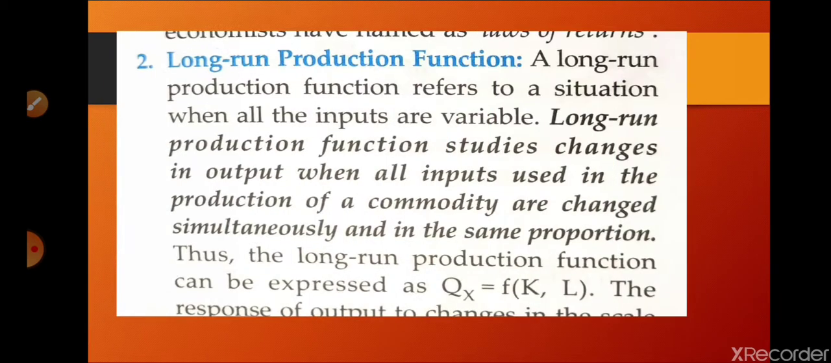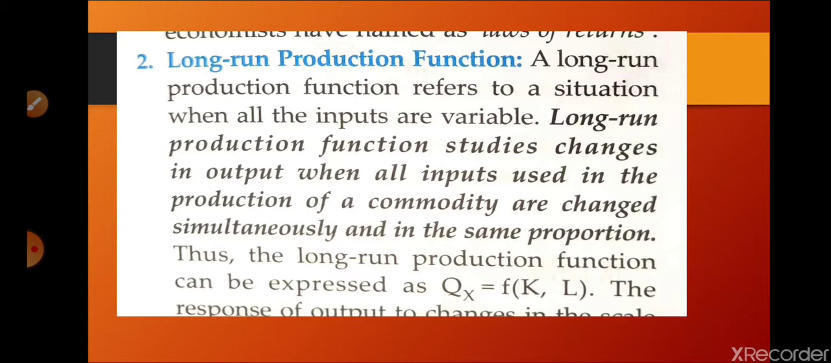Now we are going to discuss return to a scale, or long run production function. So let us go through the statement first. The long run production function studies changes in output when all inputs used in the production of a commodity are changed simultaneously and in the same proportion. As I have told you, in long run we can change all the factors of production, so the relationship between that output and all the factors of production in long run is known as long run production function.